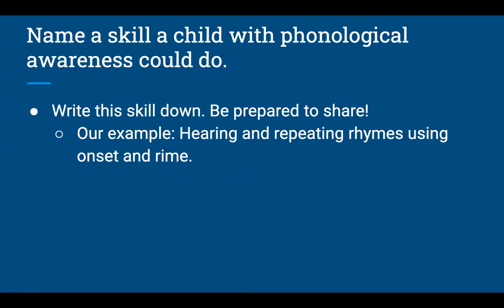Then on your own, if you want to, pause the video and name a skill a child with phonological awareness could do. Remember that phonological awareness is an umbrella. There are several skills under the umbrella that a student would be able to do if they had phonological awareness skills. Write the skill down in your notebook and then check. Our example here is hearing and repeating rhymes using onset and rhyme. When you're done, make sure that the skill you wrote down has a direct correlation with something under the umbrella.